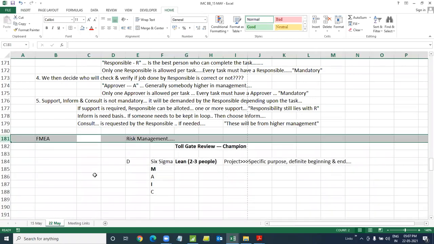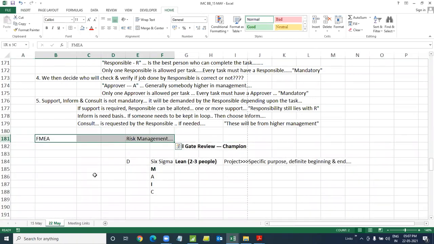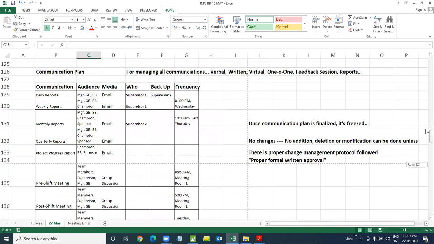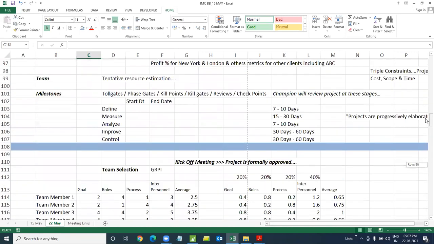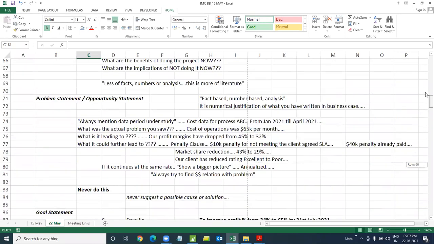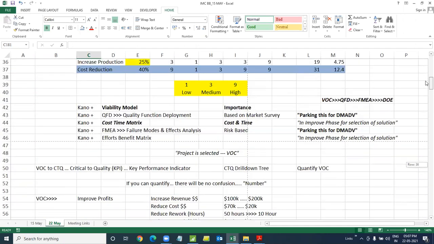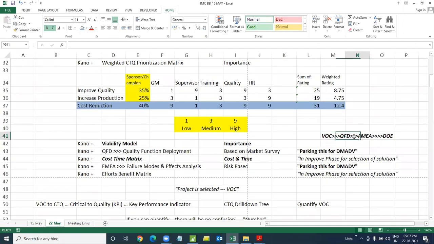As we already discussed, FMEA is a risk management tool which we will be working on. But as we already mentioned, here it is a part of the define phase. The template is again a template, but a very widely used one. When we discussed VOC, QFD, FMEA, it will get repeated there. Anyway, when we are in the improve phase, we will be talking about FMEA again.